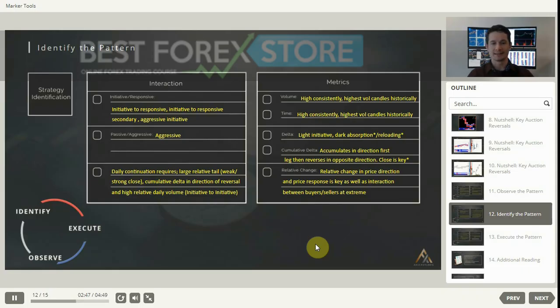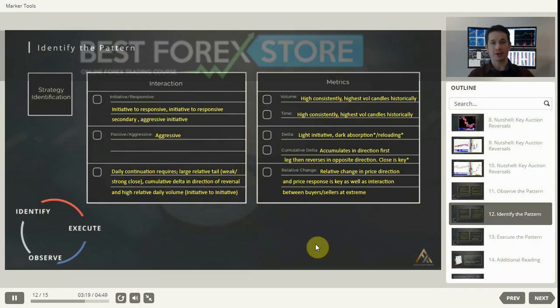In terms of delta, it'll be light in the initiative for obvious reasons. We will see dark patches obviously with absorption and reloading. Now note upward stars there next to absorption and reloading. I just want to really clarify the difference. Absorption, as I've utilized throughout this course, is simply where if a market's going higher and suddenly someone starts to sell it, but a buyer holds higher prices, he's simply absorbing the market at higher prices. We can also say it vice versa.